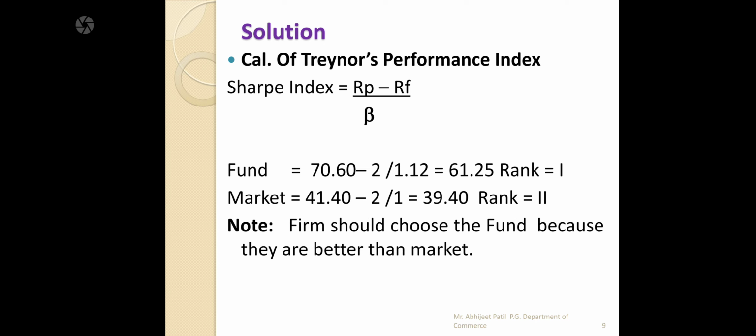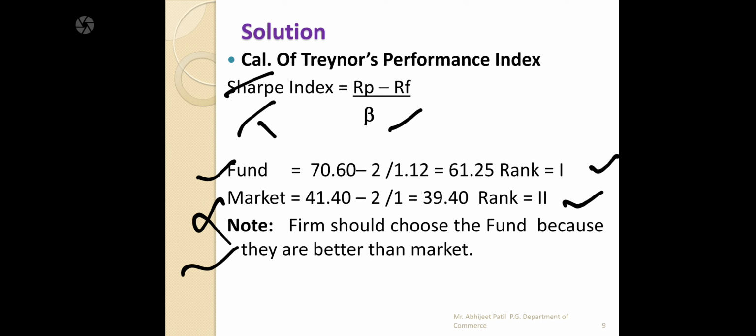When we go for the Treynor performance index, we use the beta. Other things remain as usual as in Sharpe, but instead of using standard deviation, we use beta. And here we get the fund rank 1 and market rank 2, because considering the market risk, the firm should select the fund rather than the market. That is how we talk about the Sharpe and Treynor performance indices.